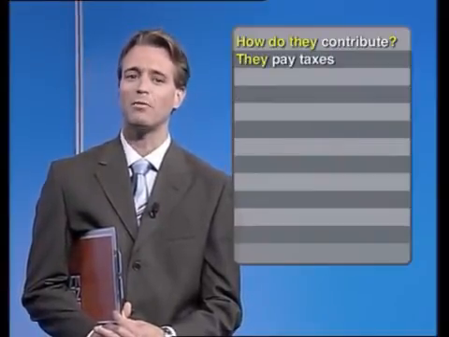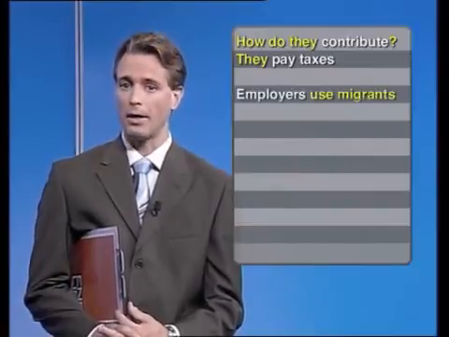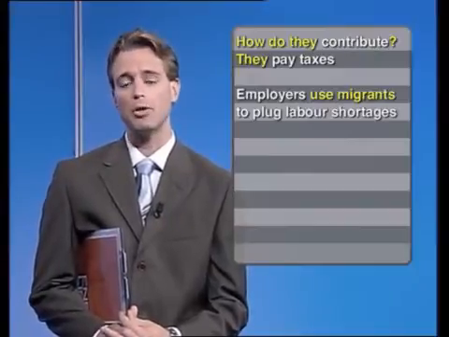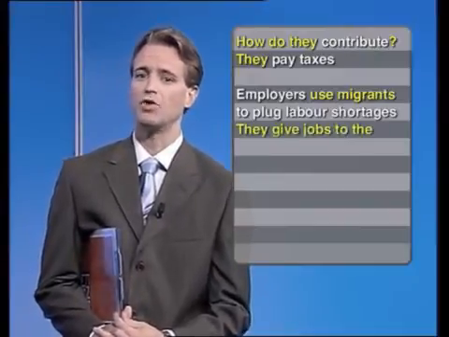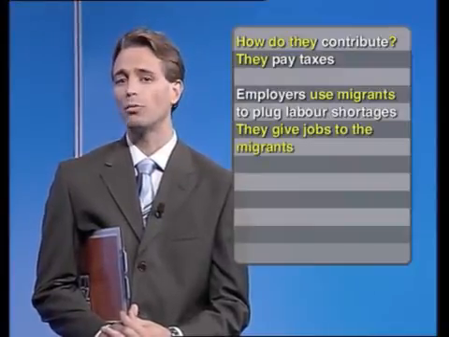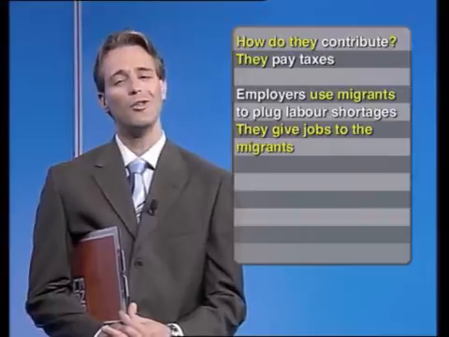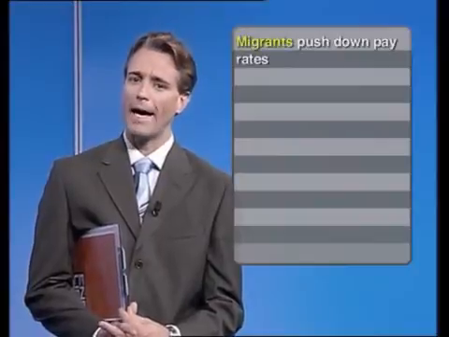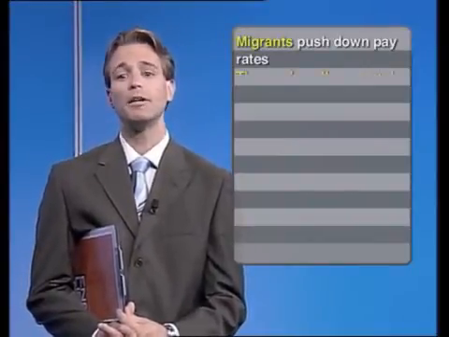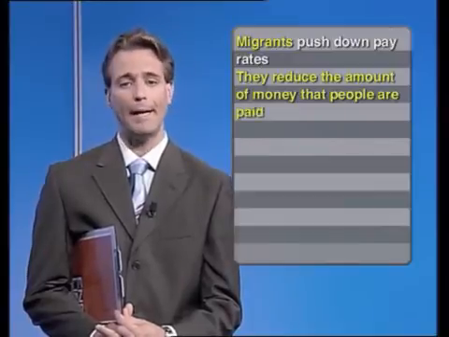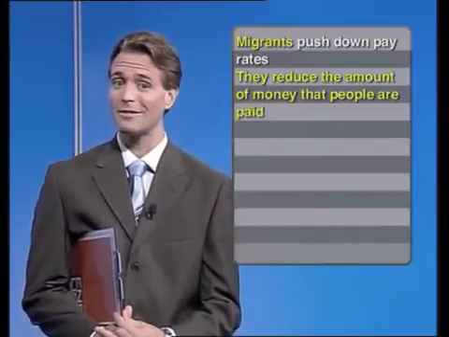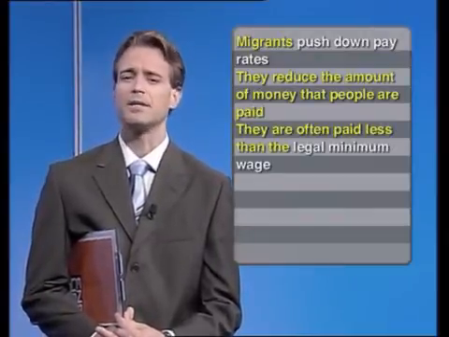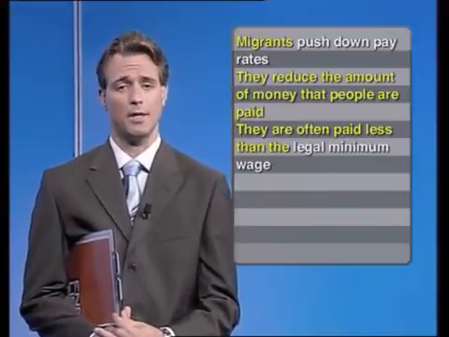Tax is the money we pay from our salaries to the government. And employers, these are the people who give jobs to other people, use migrants to plug labor shortages. This means they give jobs to the migrants because there are no local people to do the work. Other EU politicians think immigration is a bad thing because migrants push down pay rates. This means they reduce the amount of money that people are paid. How do they push down pay rates? They are often paid less than the legal minimum wage. This is the lowest legal salary a person can receive.